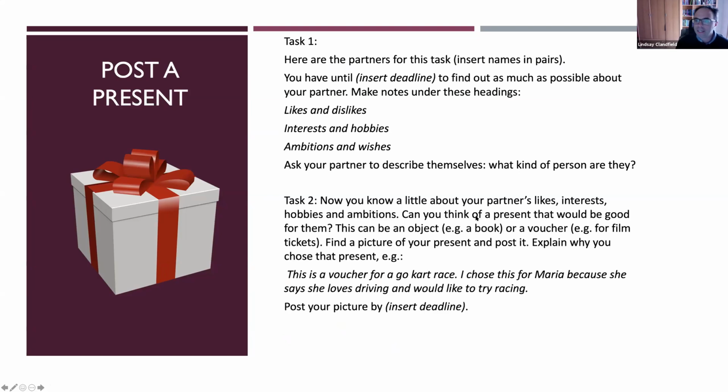Then the next thing is, now that you know a little bit about your partner's likes and interests, think of a present that would be good for them. This can be an object or a voucher or whatever. So you find a picture of the present and you post it and you explain why you chose that present. So you put, like, here's a voucher with a picture of a go-kart, and then you post the picture and the explanation by the deadline. So everyone exchanges a little virtual present. This is another nice thing here.